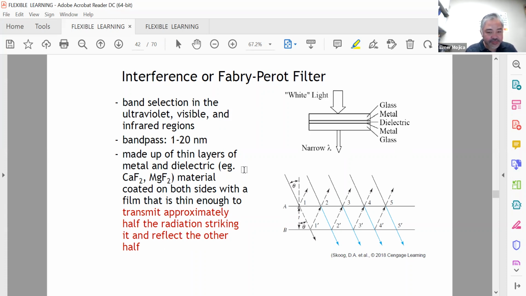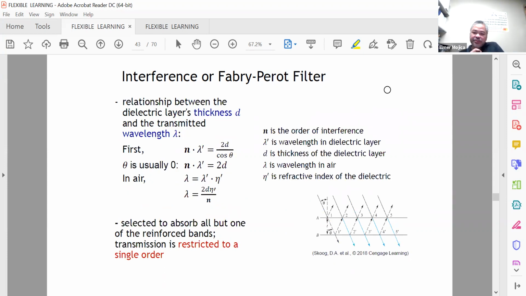Okay, so usually this is made up of thin layers of metal and dielectric material, like calcium fluoride or magnesium fluoride. And it's coated on both sides, okay? With a film that is thin enough to transmit approximately half the radiation striking it and reflect the other half. So if it goes here, half would be transmitted and the other half will be reflected. Okay. And if you're going to look at the relationship between the dielectric layer's thickness and the transmitted wavelength, this is what you have.